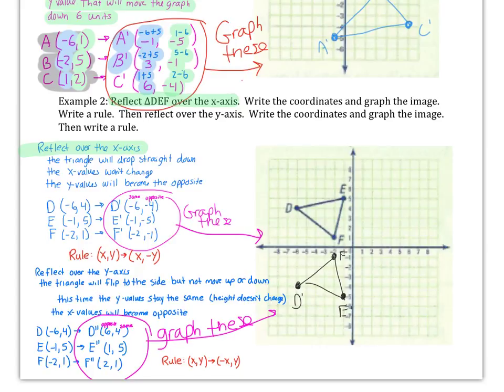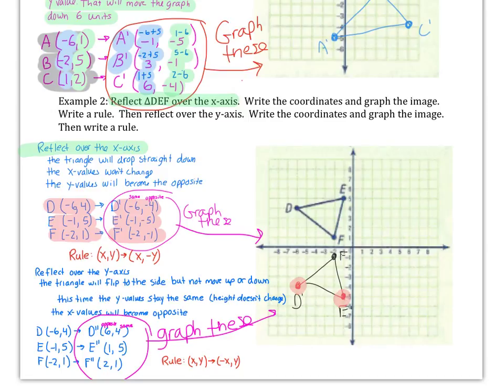Okay, so what we did over here, skip some of the writing. D was at negative 6, 4. And when we write the coordinates for D prime, it's now at negative 6, negative 4. When we write the coordinates for E, we were at negative 1, 5. When we do the reflection for E, we are now at negative 1, negative 5. And F was at negative 2, 1. After we do the reflection, we are at negative 2, negative 1.